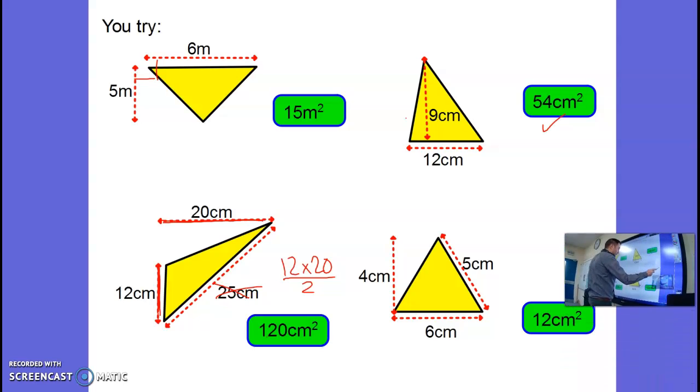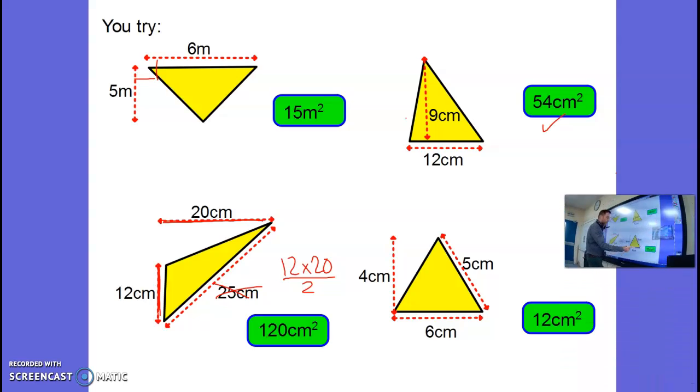And then the last one there, we've got a base, a perpendicular height, don't need that one. 4 times 6 divided by 2 gave me 12 centimetres squared. There we go, hope you learnt something from that. Area of a triangle, done.